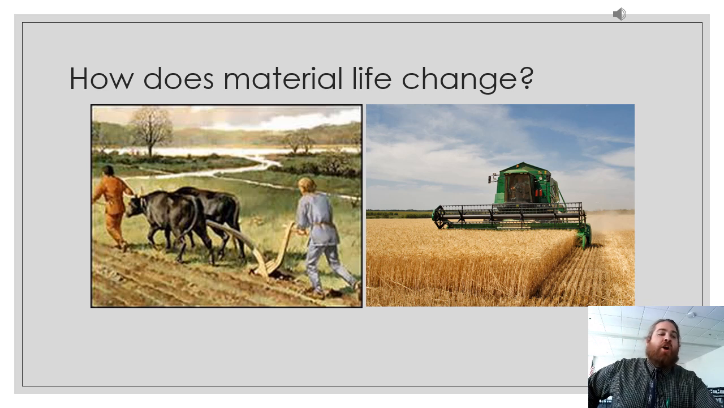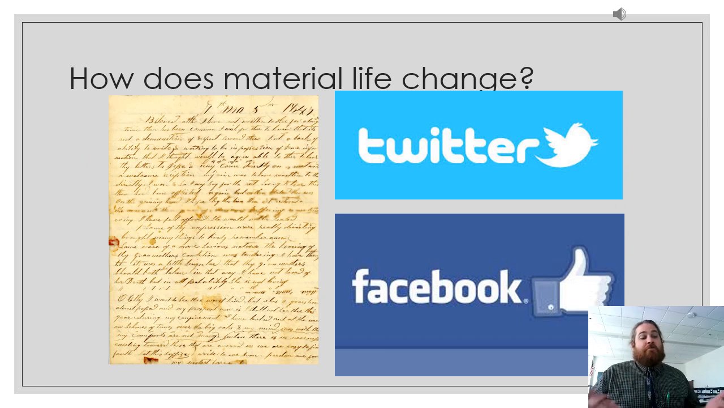A long time ago, you had an ox that pulled the plow. Now you have a gas-powered combine that is going to do the work of like 50 to 100 oxen. And so material life changes as technology changes. And think about communication. You used to have to write a letter, put it in the mail, and hope that it got to your person, almost like a message in a bottle. But now with Twitter and Facebook and all the other social medias that I can't even keep up with, you can instantaneously communicate with somebody more than just words, but a video, an image. And so that changes the way that you communicate with other people.